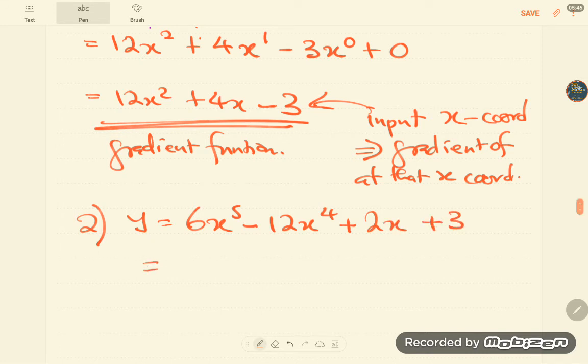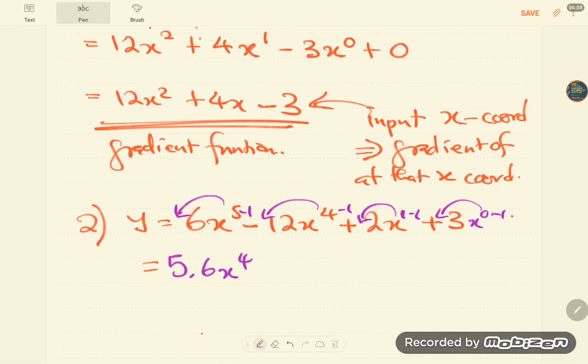So let's say we have something this simple. As per the usual, put my silent 1 minus 1 mean, and then I put my silent x to the 0, like that. So my answer is going to be, my 5 comes down first, dot 6, x to the 4, now I can afford to write that, minus 4 dot 12 x to the 3 plus 1 dot 2 x to the 0 plus my 0 dot 3 x to the minus 1.